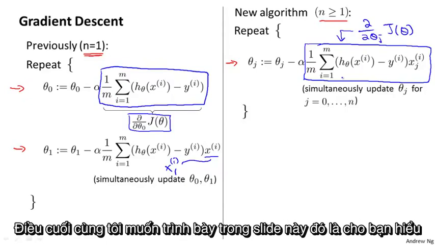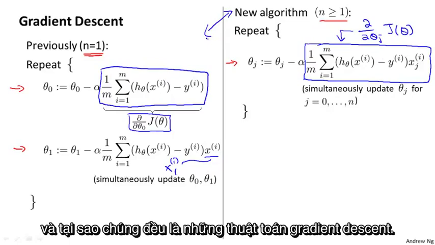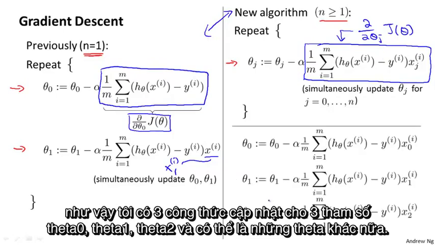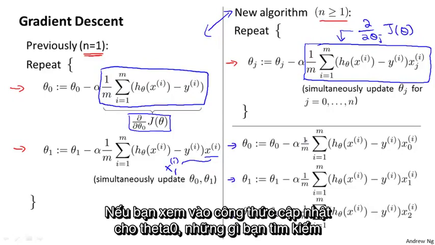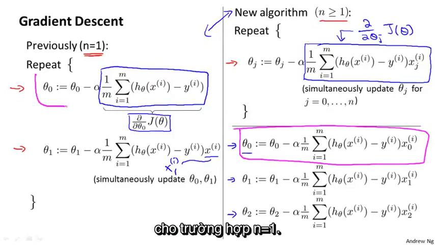The last thing I want to do on this slide is give you a sense of why these new and old algorithms are sort of the same thing, or why they're both gradient descent algorithms. Let's consider a case where we have two features, or maybe more than two features. So we have three update rules for the parameters theta 0, theta 1, theta 2, and maybe other values of theta as well. If you look at the update rule for theta 0, what you find is that this update rule is the same as the update rule that we had previously for the case of n equals 1.